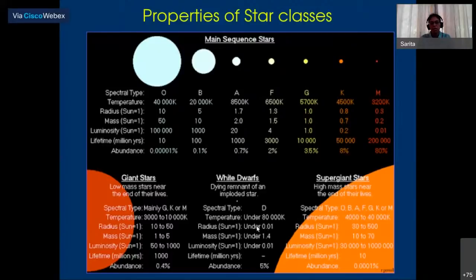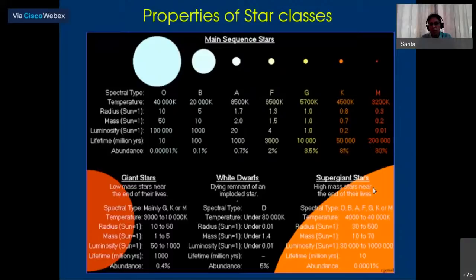This is the upper limit, and the radius is much smaller, for example, 1% of the sun, and the mass is less than 1.4 times the mass of the sun. Then the luminosity: they are very, very low luminous because of the small radius. There's no question of lifetime here because these are not undergoing nuclear fusion. So these are just hot objects which are just cooling off. So they will remain like that.